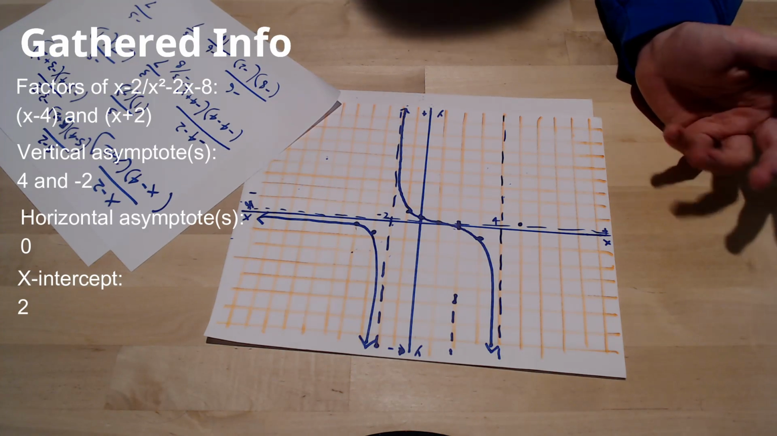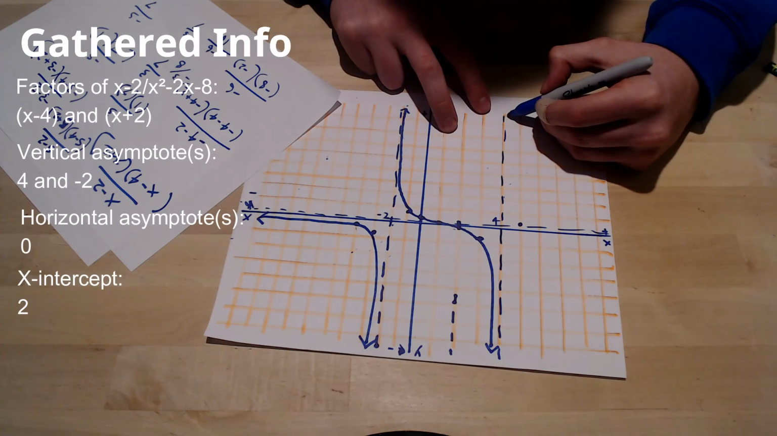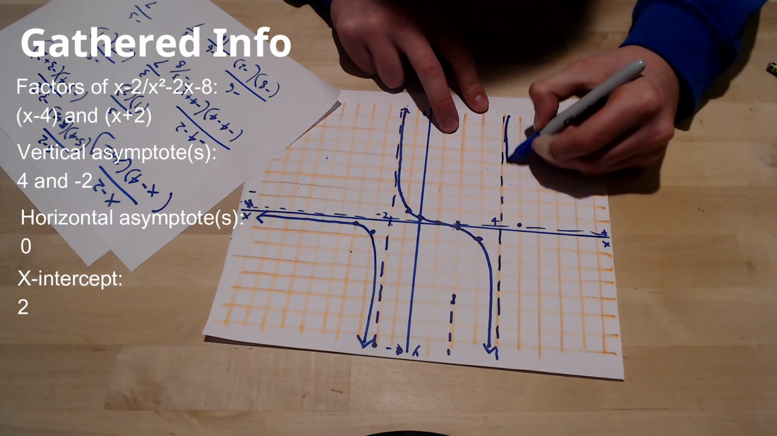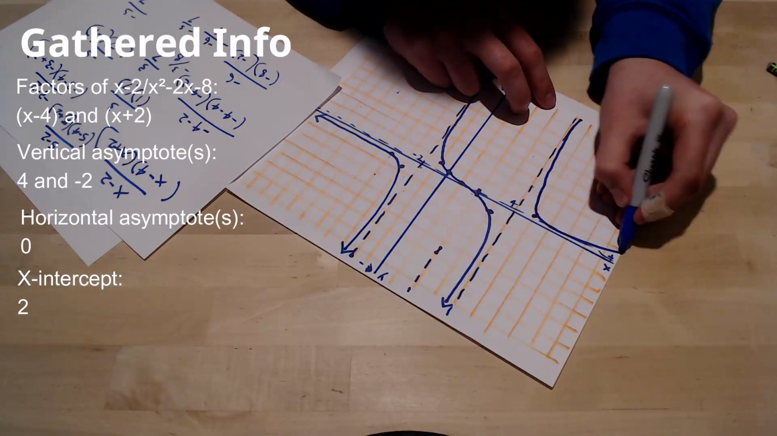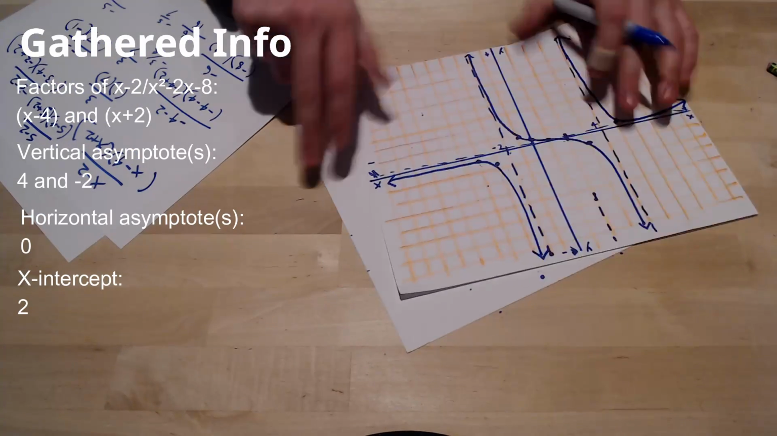And conveniently, that works out well. So we know it's going to go like this. It's in the right quadrant. Like that. So this is what our graph looks like.